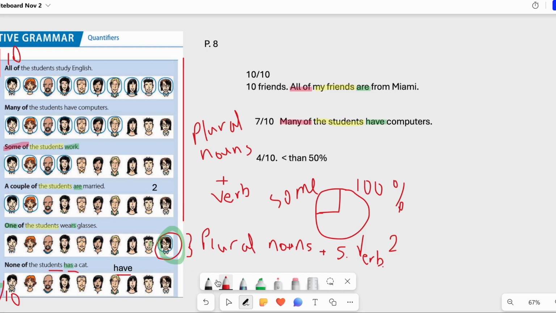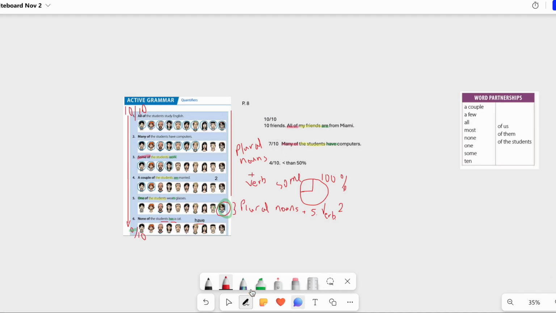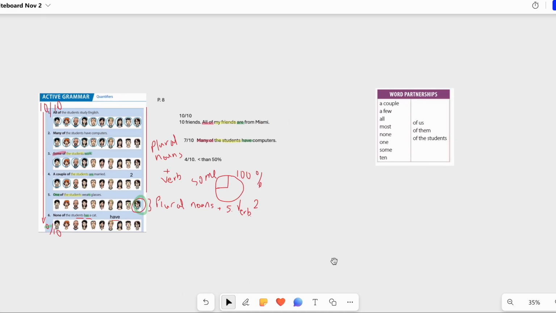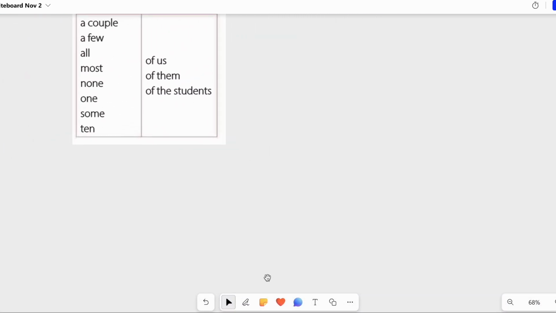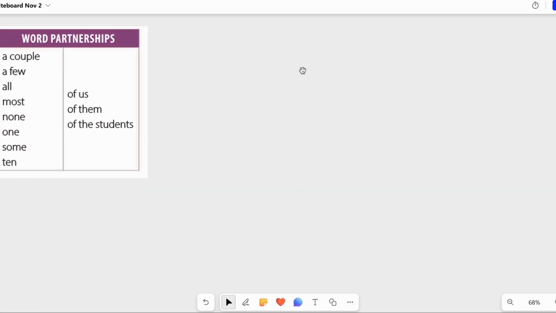Okay? Now, let me change. Let me take a look at the bottom of your page, there is another one here. We have this one here. We have more vocabulary. We have a couple. You already know this one, so that's a check mark. All of us, most of, none, one, some.